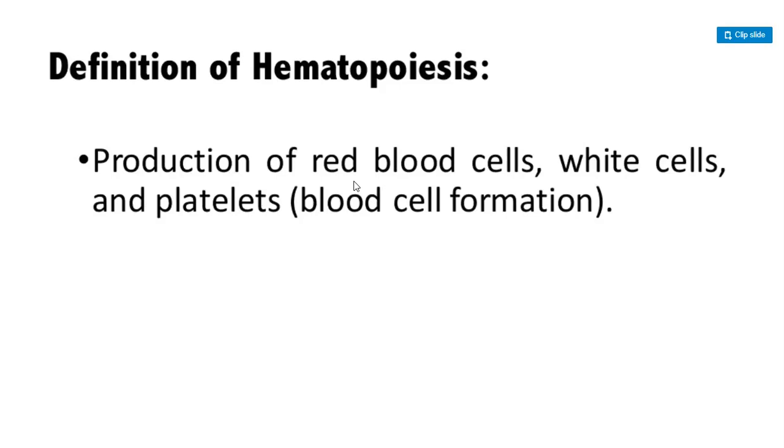Why? Because the plasma, we already said, is made up of water, mainly 91.5% water, and then we have proteins and ions and mineral elements. But the cellular elements themselves are not made from water. So the cellular elements are made by a process called hematopoiesis, which is what we're talking about today.